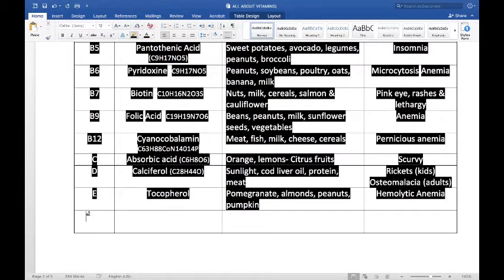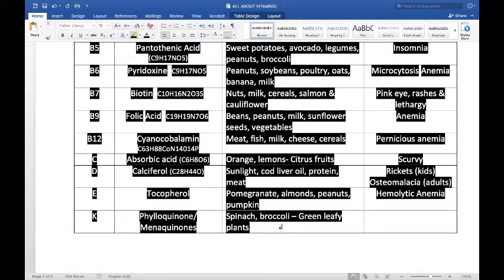So on to the next vitamin, vitamin K. Vitamin K is known as phylloquinone or menaquinones, and this can be found in spinach, broccoli, and mainly green leafy plants. A lack of vitamin K can cause VKDB, which is known as vitamin K deficiency bleeding.